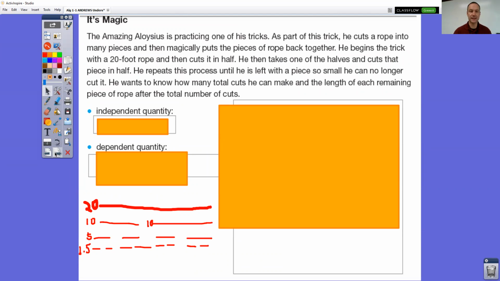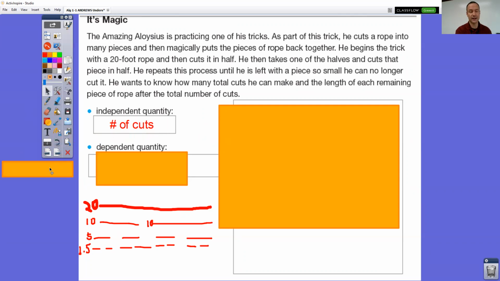It's magic. The amazing Aloysius is practicing one of his tricks. As part of his trick, he cuts the rope into many pieces and then magically puts the rope back together. He begins the trick with a 20-foot piece of rope, cuts it in half. He then takes one of the halves and cuts that piece in half. He repeats this process until he's left with a piece so small he can no longer cut it. He wants to know how many total cuts he can make and the length of each remaining piece of rope after the total number of cuts.